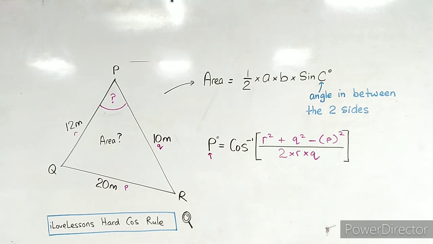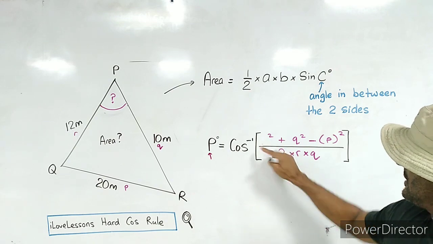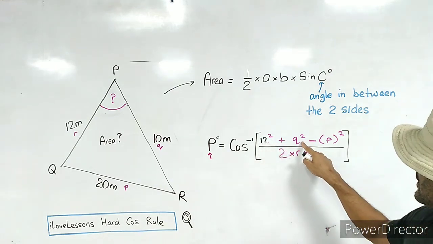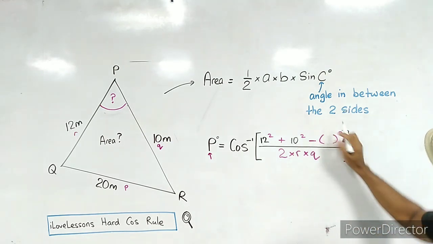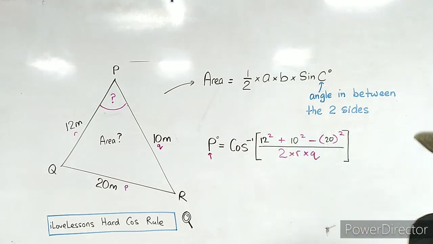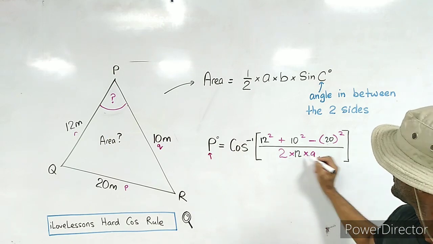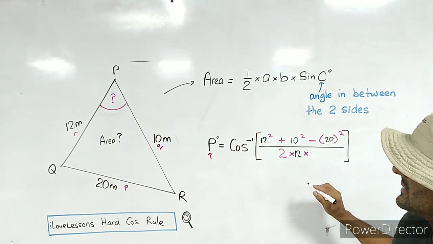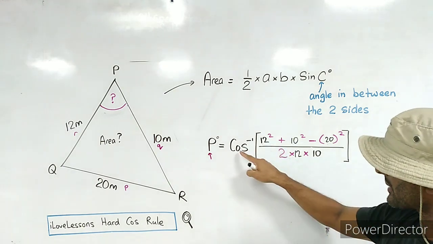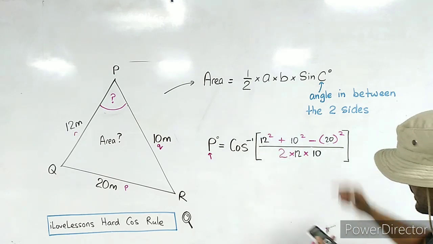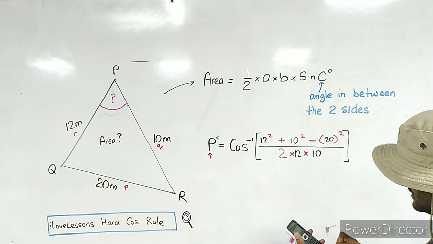And let's see. I'm going to start substituting the values. Common R is how much? 12. Common Q is how much? 10. And common P is 20. Notice the squares. Students have a habit of forgetting the squares. Common R is 12. Common Q is 10. So let's work out the top here. No, I'm not going to press the cosine inverse first. So I'm going to work out this piece first here. 12 squared plus 10 squared minus 20 squared.